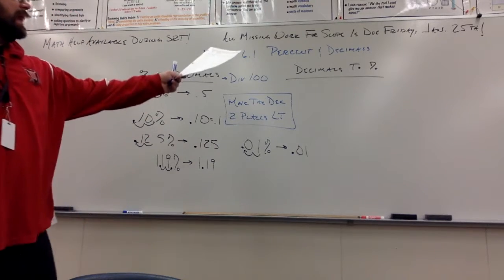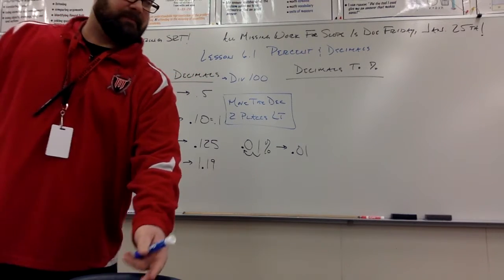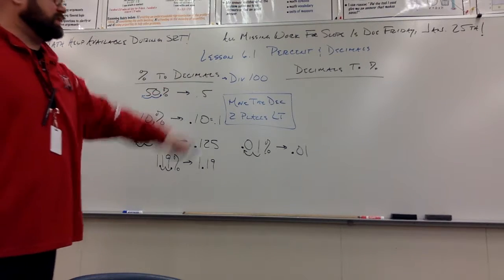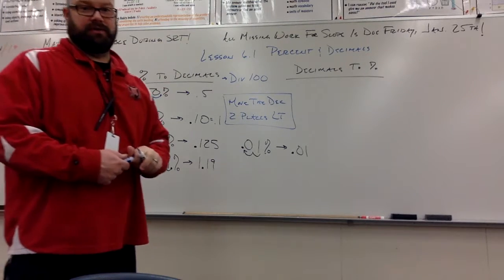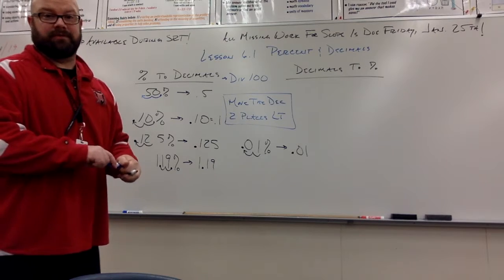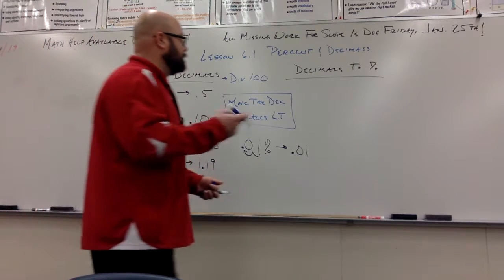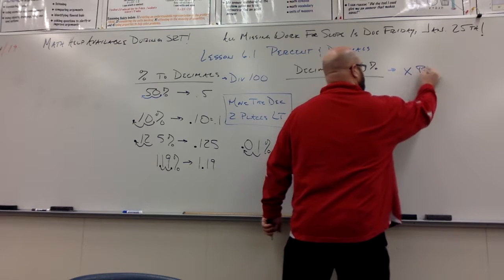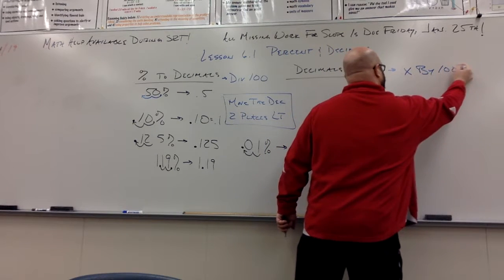So now let's do the opposite. Let's go from a decimal to a percent. Okay? So percent to a decimal, I divide by 100%. So what do you think we're going to do to go backwards? You're exactly right. We're going to multiply by 100%.